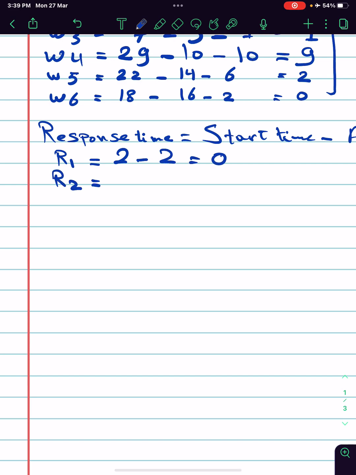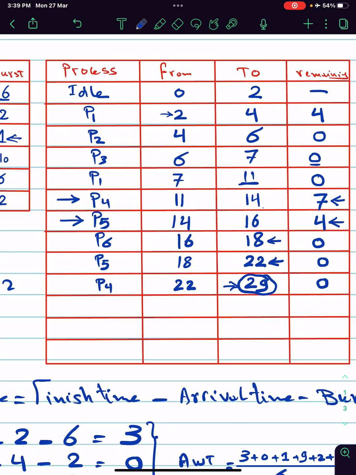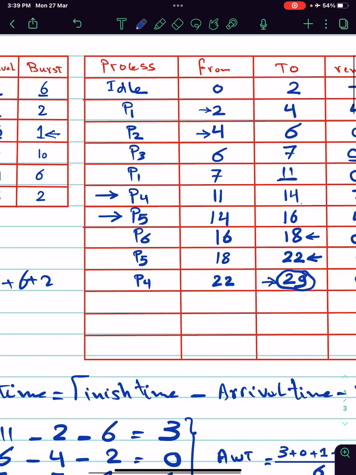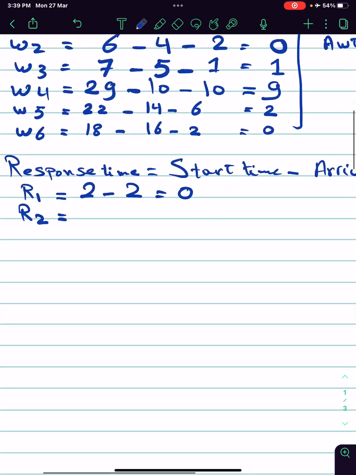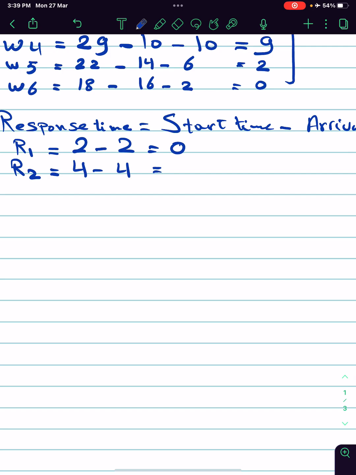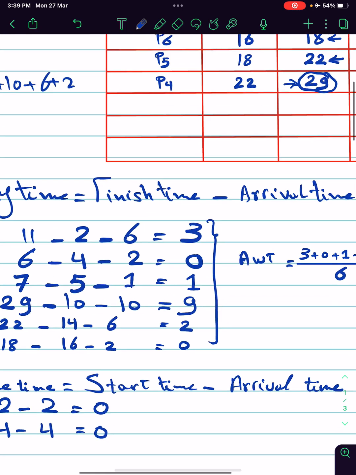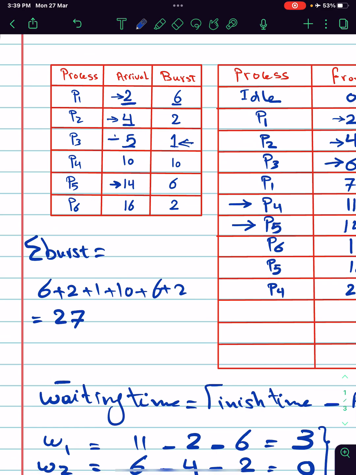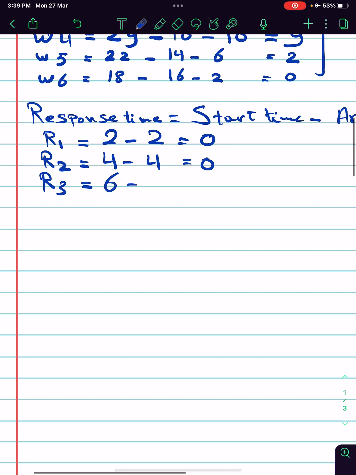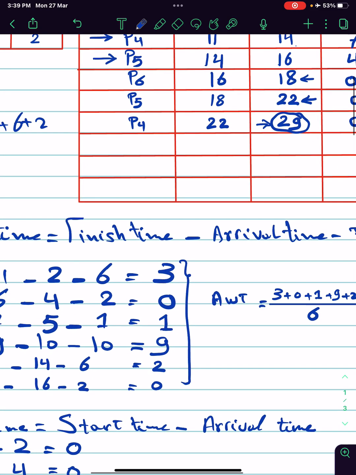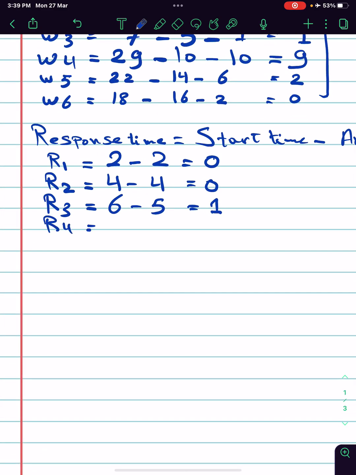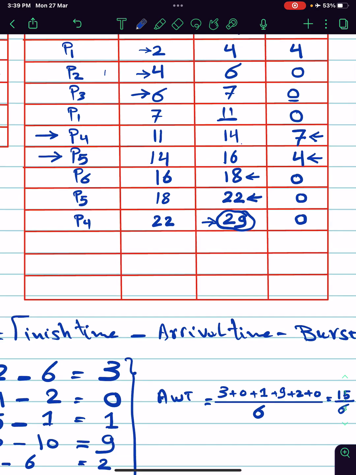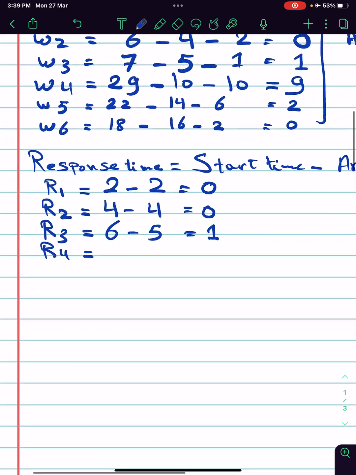How about response 2 for process 2? Let's look at the table. The very first occurrence of P2 is here. It started at time 4, and it arrived at time 4. So it's going to be 4 minus 4, which is 0. How about response time 3, which is for P3? It started at time 6 and it arrived at time 5. So it's 6 minus 5. This is going to be a 1. How about response 4? Response 4 for process 4, the very first occurrence of process 4 is here in the table. It started at time 11, right? And it arrived at time 10. So 11 minus 10 is going to be 2.